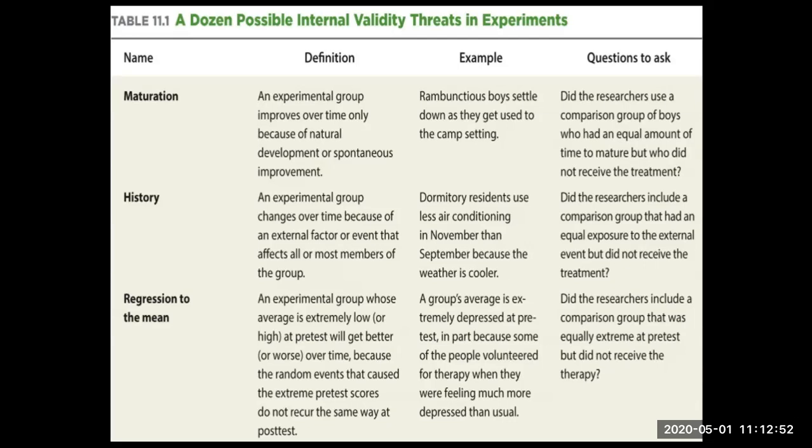Did the researchers include a comparison group? And again, another way to mitigate this is to add a control group so that we can compare and make sure that the difference was due to the actual treatment and not just to something else like regression to the mean. Did the researchers include a comparison group that was equally extreme at pretest but didn't receive the therapy? That way we can eliminate that threat to the best of our ability.